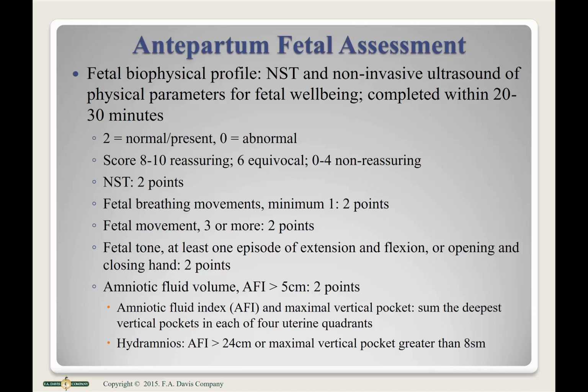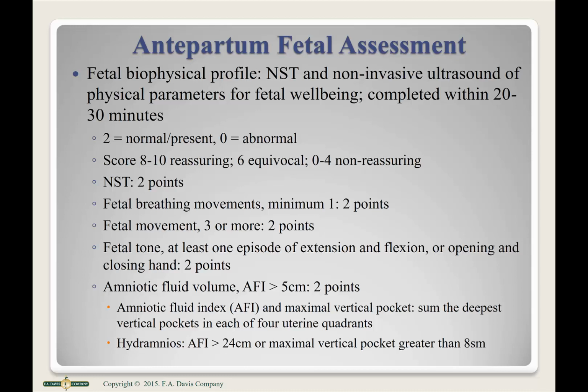And then they look at the amniotic fluid volume, and they're looking for an amniotic fluid index of greater than 5 centimeters. Okay, so an index is, they look at 4 pockets of fluid. So they basically divide the woman's uterus into 4 quadrants. In each quadrant, they're looking for a pocket of fluid. They measure each pocket of fluid, and then they add all 4 of those up, and those should be greater than 5 centimeters. And so if they have greater than 5 centimeters, then the baby gets 2 points.